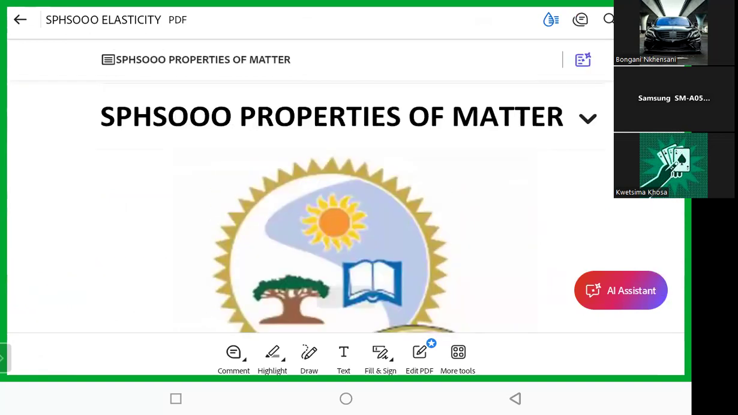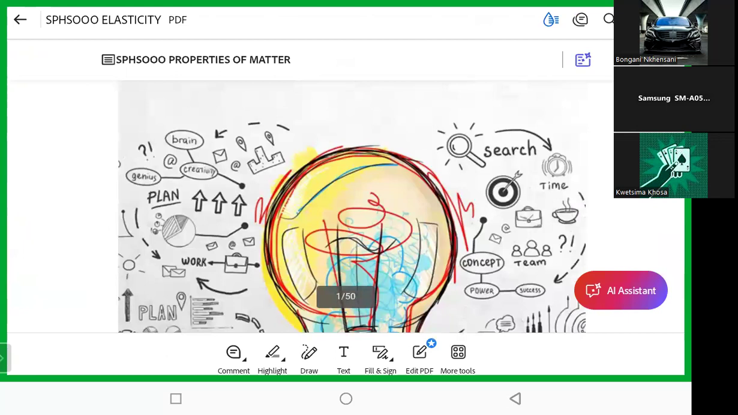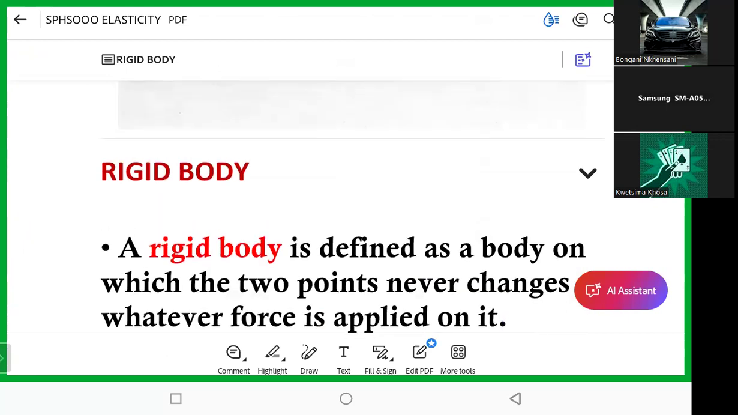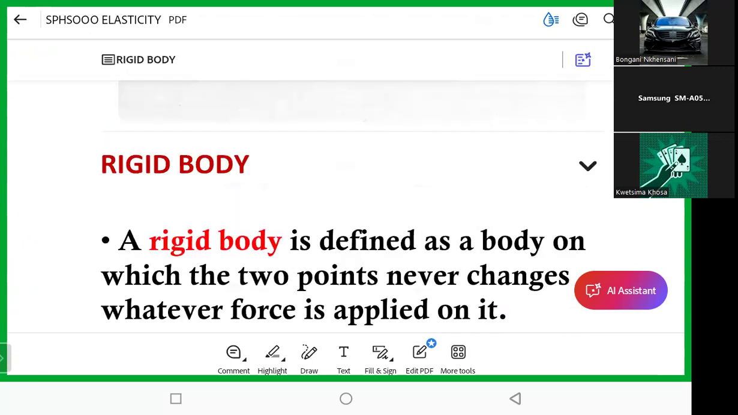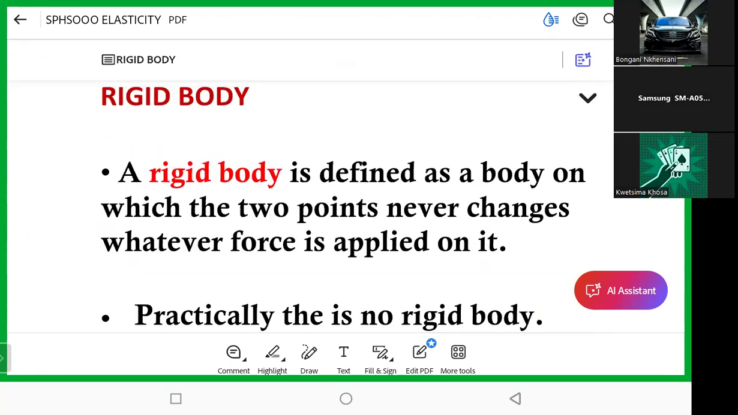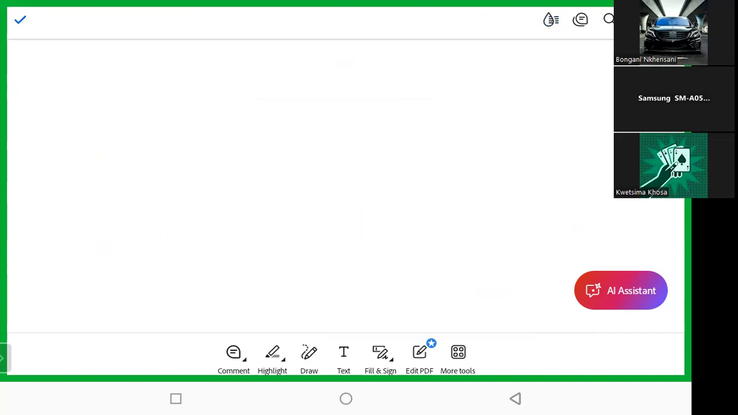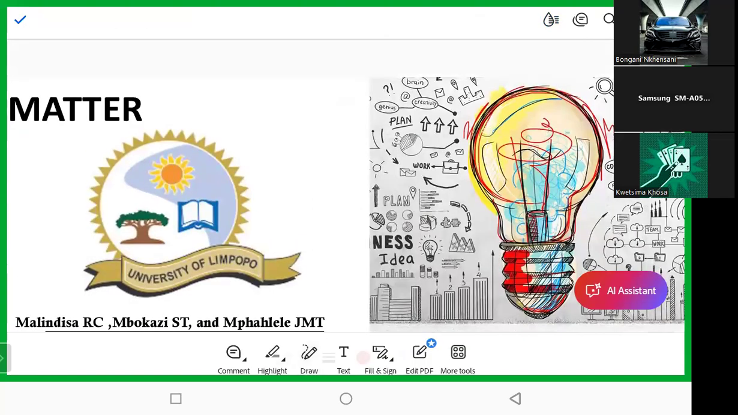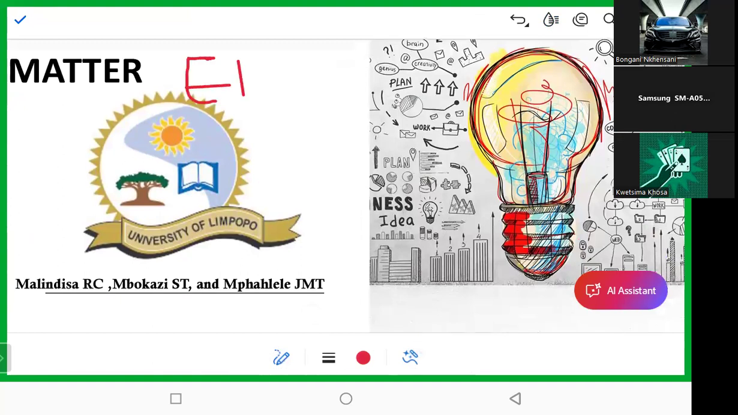So the topic is the properties of matter. Okay, we've got a lot of concepts here, so you must know these definitions for the purpose of the test and exam. The main idea of this topic is to explain the elasticity of material. So I'll explain what elasticity is.